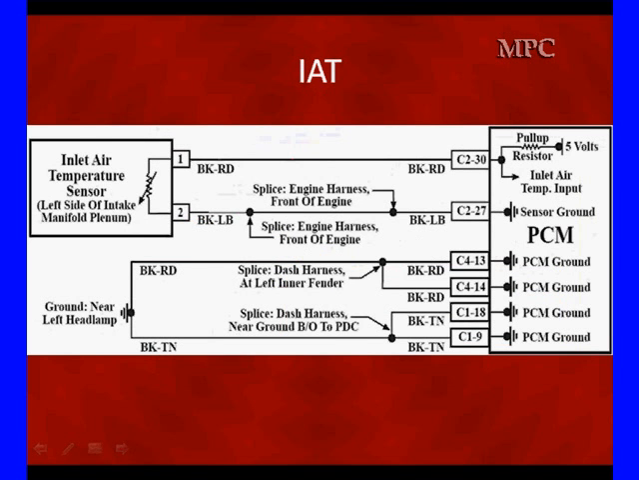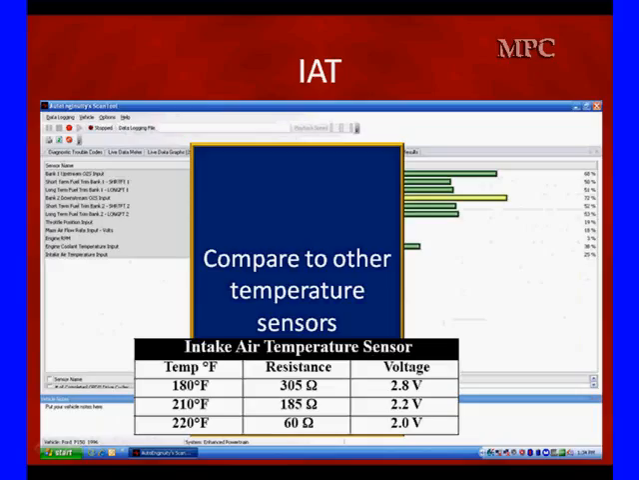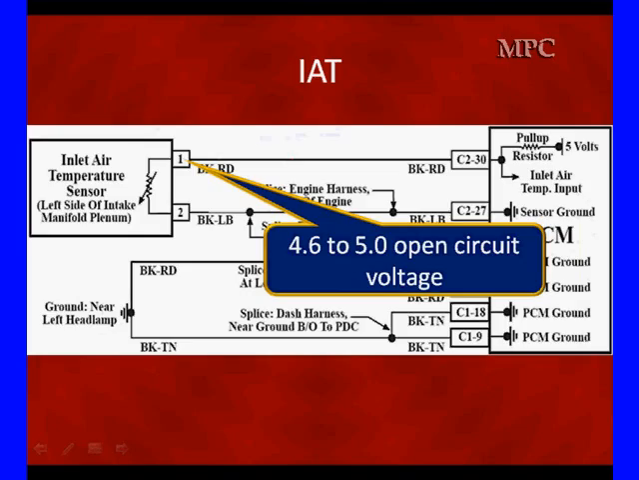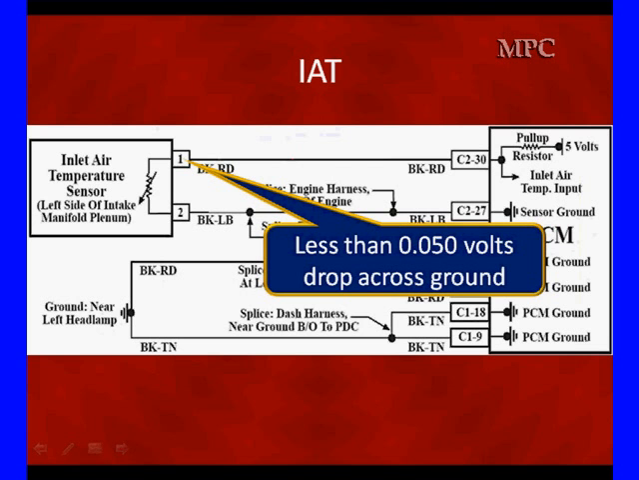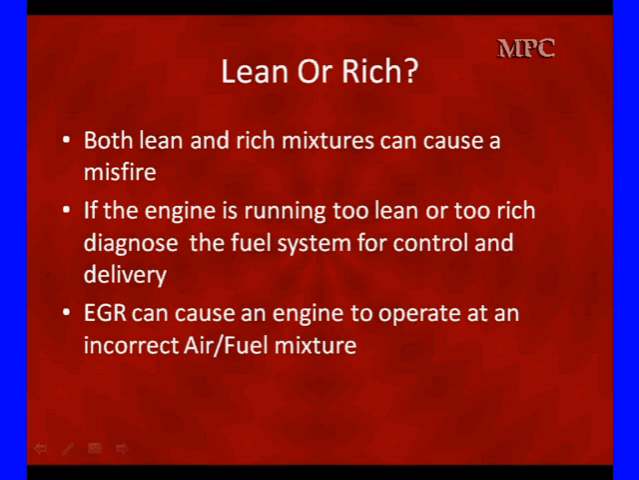Same thing with inlet air temperature. Compare it to specification. Does it compare to actual temperature? What we like to do is close up the hood and let it heat up to the same or approximate temperature of the coolant temperature sensor. Then it's the same test. Open circuit. Is nothing shorting at the ground? And ground is less than 50 millivolts? We have a good circuit. Change the sensor.